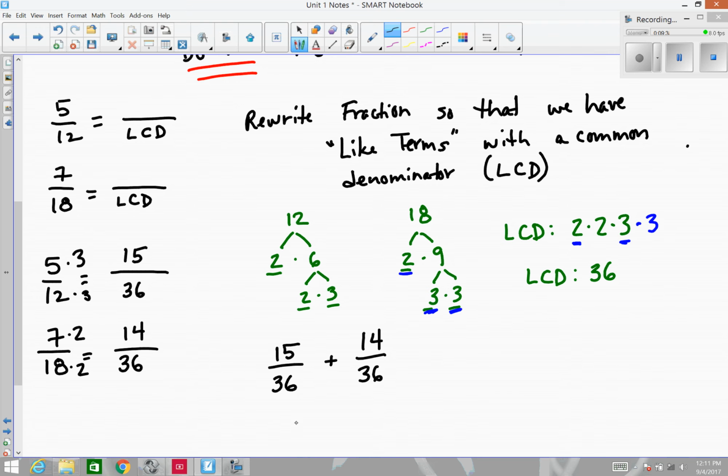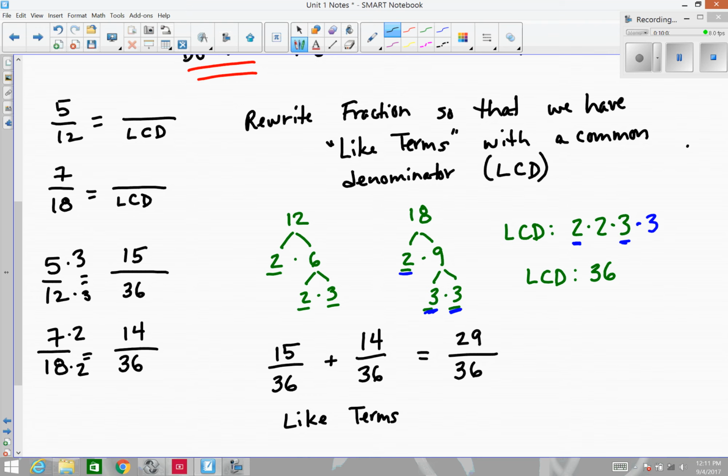And now I have like terms because I have the same denominators. 15/36 plus 14/36 is going to equal, well, how many 36ths? Let's see, 15 plus 14 is 29, and it's 29 of those 36.